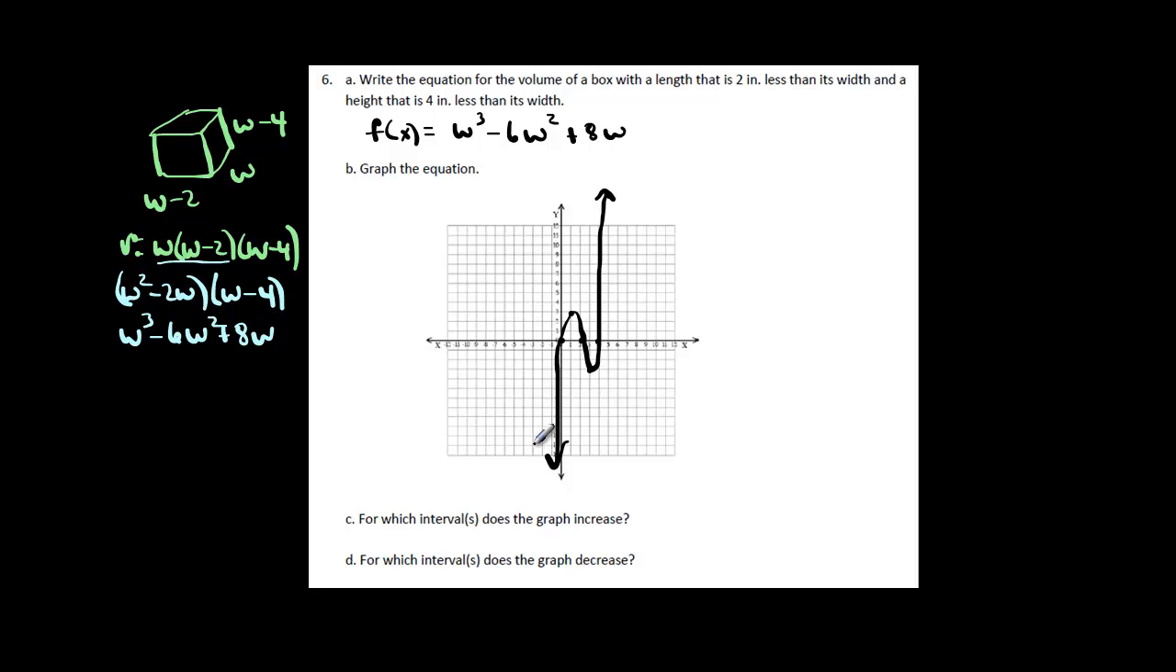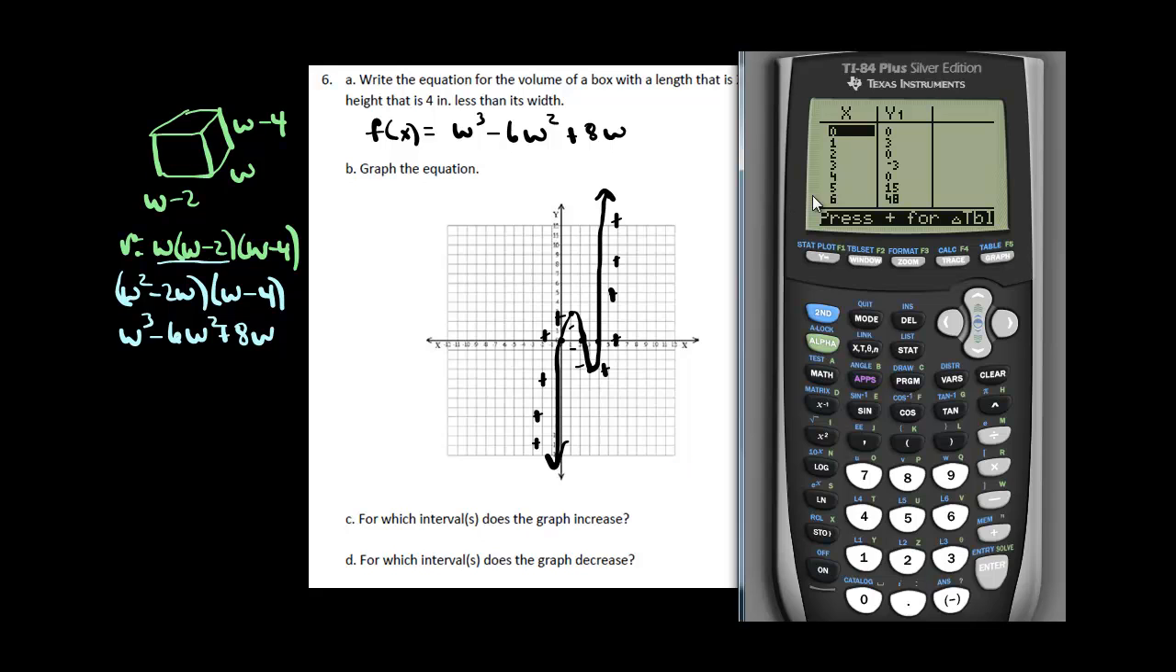Alright, so here's where it increases, then decreases, then increases again. So where it increases, we're going to have 2 intervals, and where it decreases, I'm going to have 1 interval. So I need to find my turning points. So second trace max, I'm going to go to the left of that point, and to the right of it, and then enter. So that's going to be 0.85, let's say, comma 3.08.